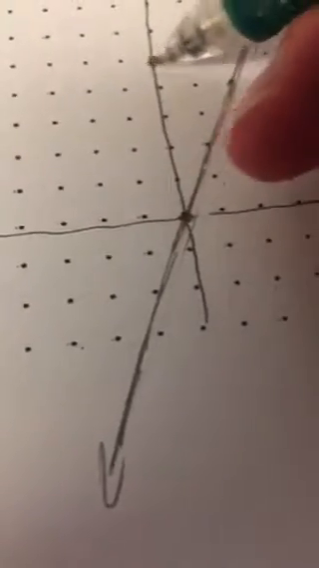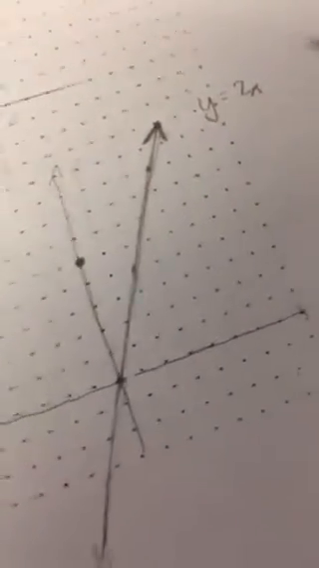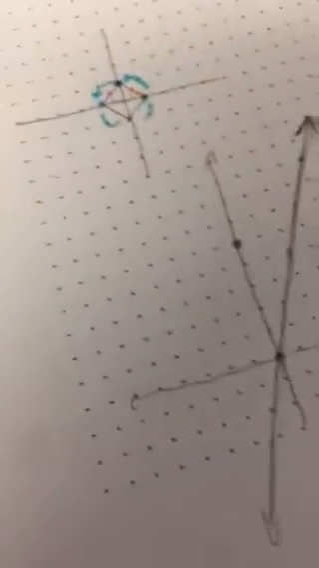0, 0 is here, and 0, 5 is 1, 2, 3, 4, 5, going to be right there. So then the next thing we want to do is, we have our line here, and it's going to be y equals 2x. That's the slope of our line.